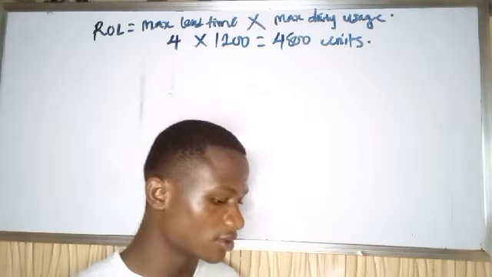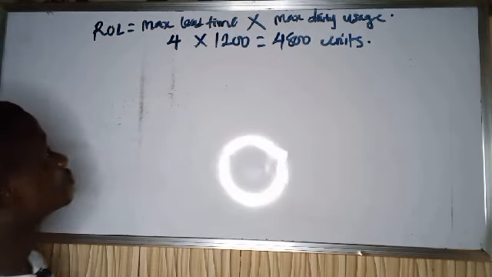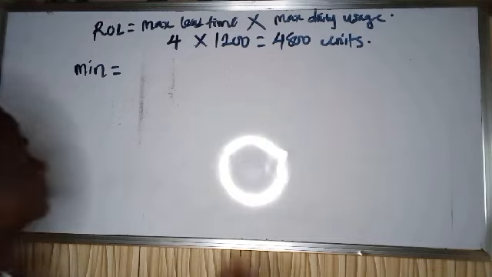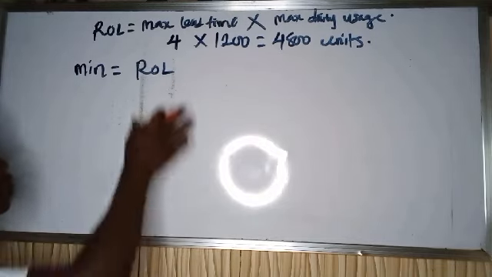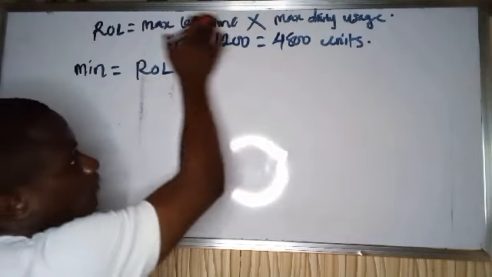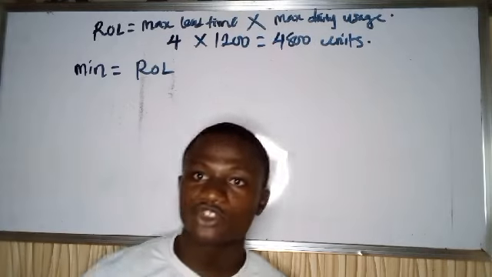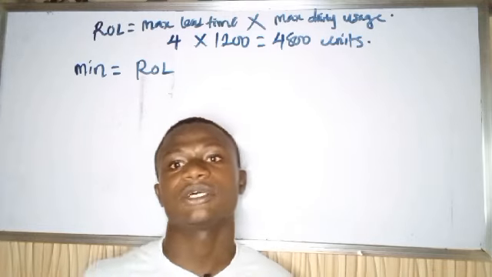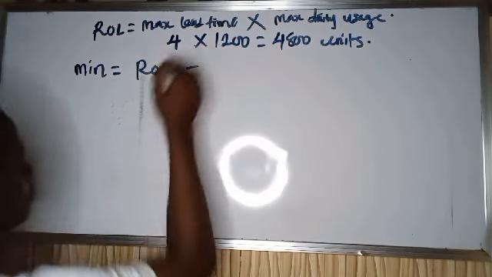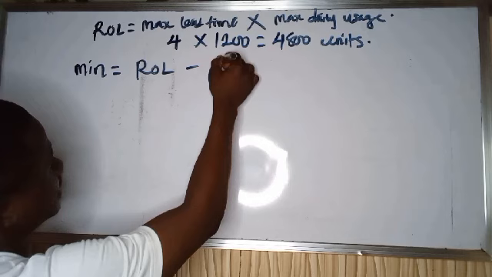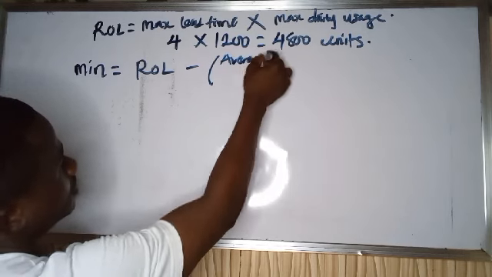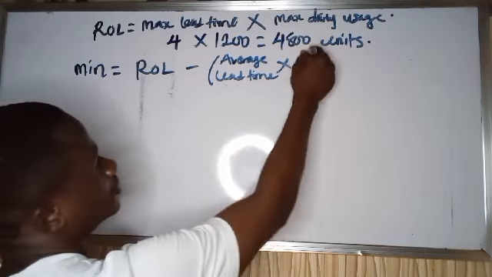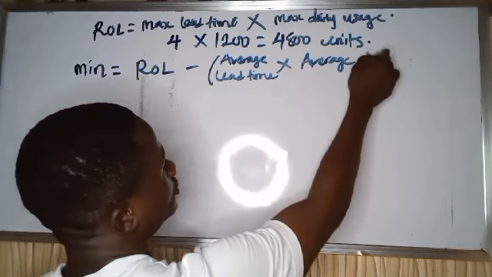So the next one they ask us to calculate is the minimum inventory level, which I already said is the reorder level. When calculating reorder level, we use the maximum. So we now subtract from our reorder level the normal usage, the average, which is the normal usage. So we go reorder level minus average lead time times average daily usage.